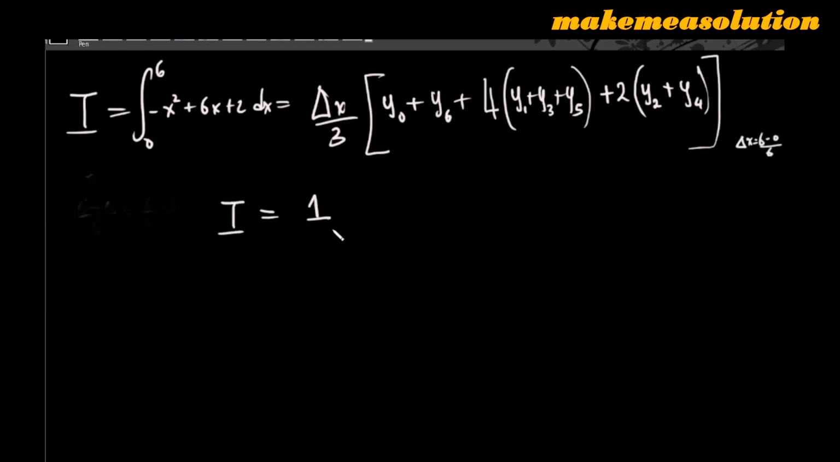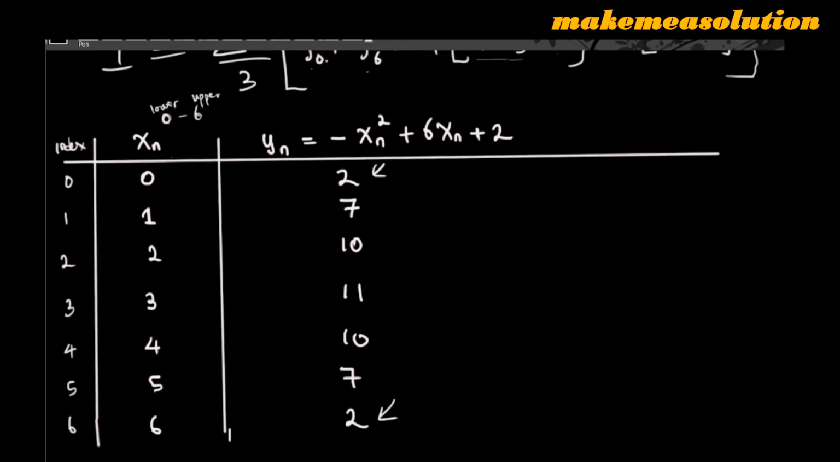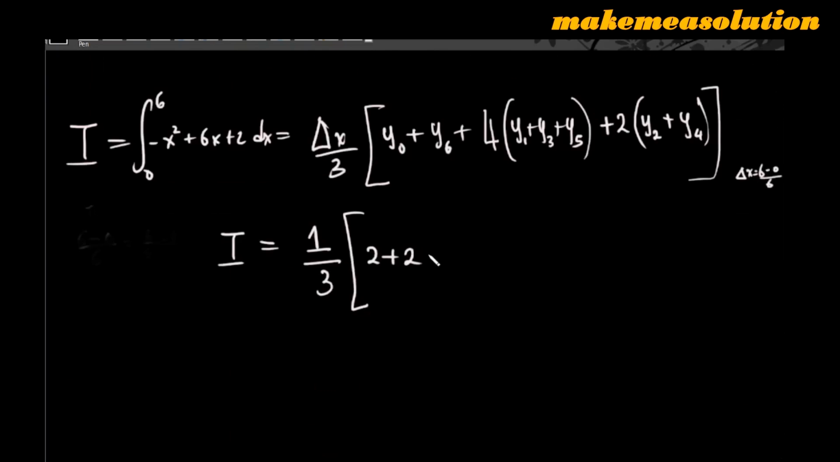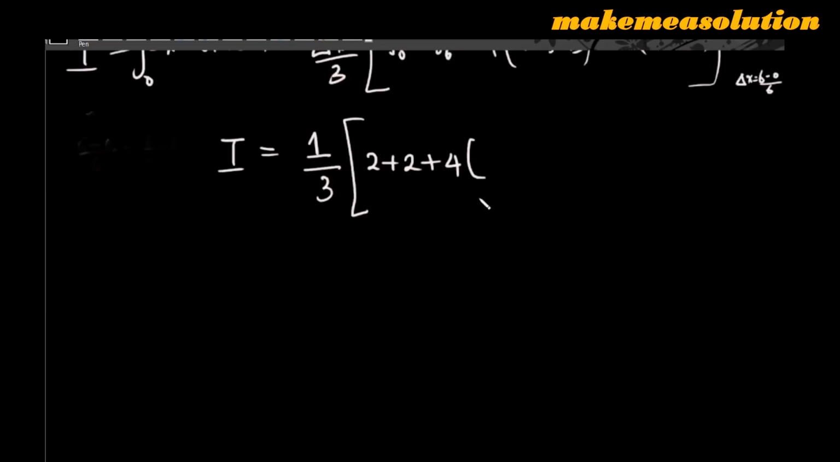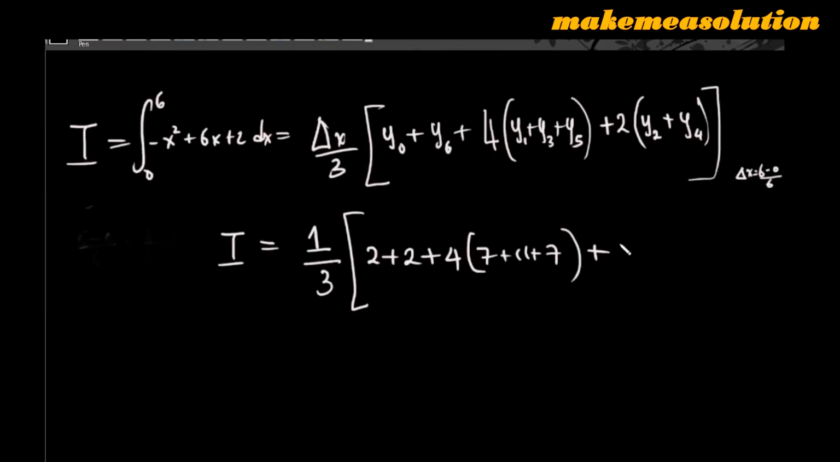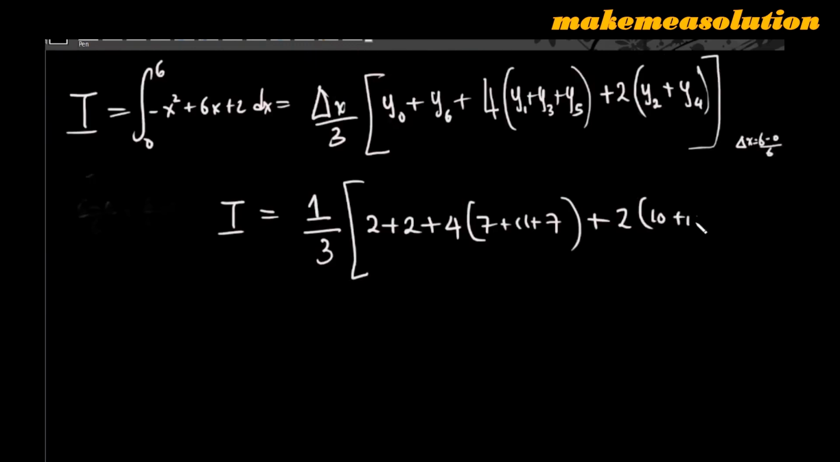So our I is going to be 1 over 3 brackets. What is our y naught? Our y naught is the first value, which is 2, and the last value, which is 6, is y6. It's okay, 2 and 2, they are both the same. So you have 2 plus 2, then plus 4 brackets y1 plus y3 plus y5. So we have y1, y3, y5: 7, 11, 7. You have 7 plus 11 plus 7, and you now have plus 2 brackets y2 plus y4. So y2 is 10 and y4 is 10. So 2 brackets 10 plus 10.